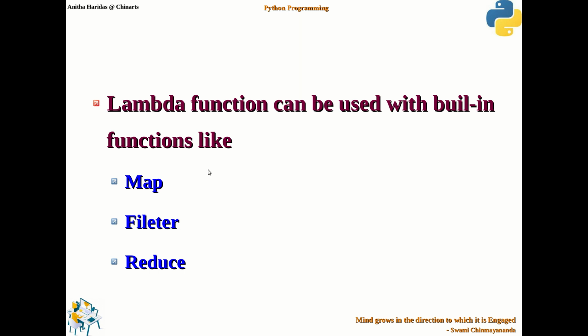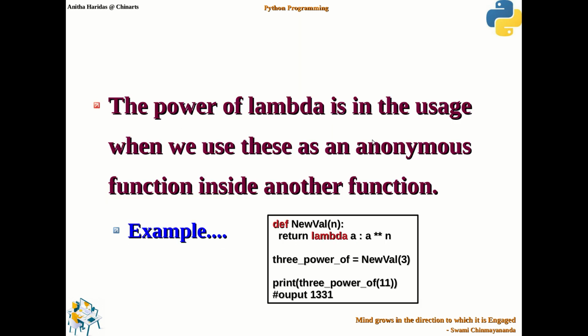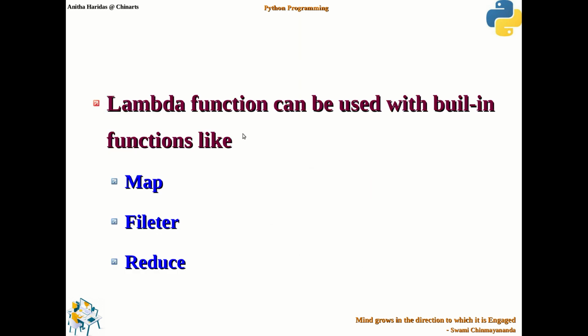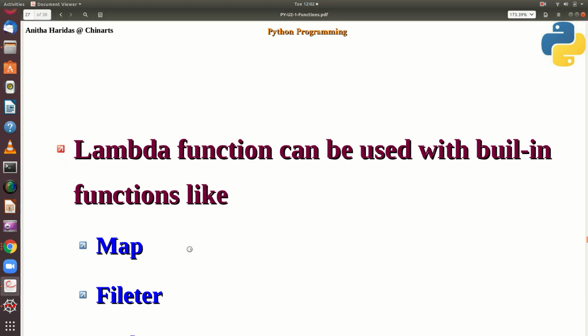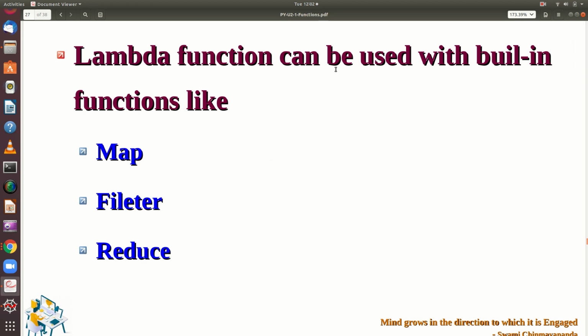Now apart from this, so this is one power of lambda. We had seen how lambda can be used inside the normal function. The same way lambda function can also be used within built-in functions also. So these are three examples we are going to take. These are three built-in functions available: map, filter. This is not filter, it is filter. Let me correct it. So please make a note of it. Lambda functions can be used with built-in.